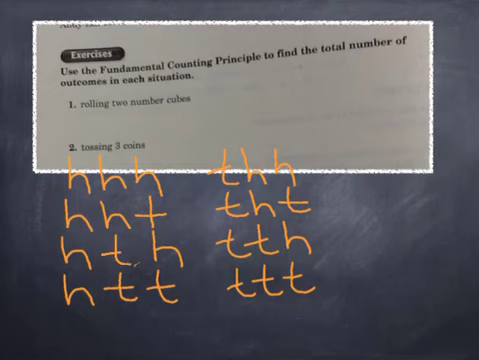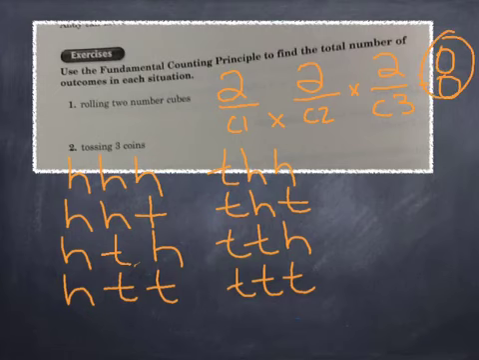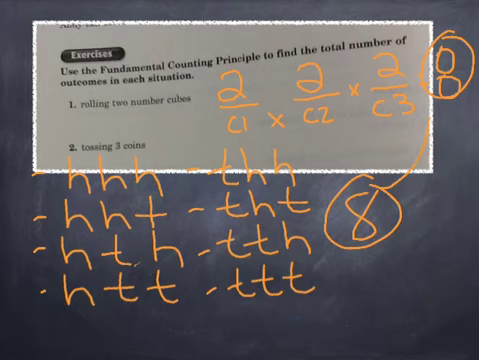So if I use the fundamental counting principle, this is coin 1, this is coin 2, this is coin 3. Each coin has 2 possible outcomes, heads or tails, and we multiply that across. 2 times 2 is 4, times 2 equals 8 outcomes. And did I get 8 outcomes in my sample space? 1, 2, 3, 4, 5, 6, 7, 8. I sure did. So look at that, the fundamental counting principle works.